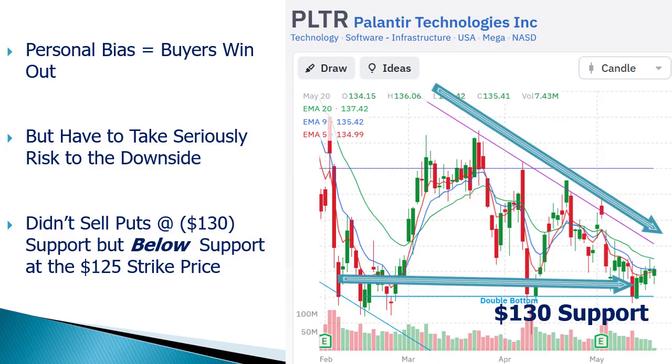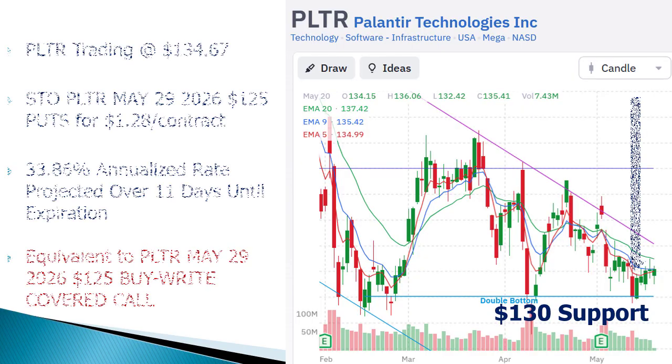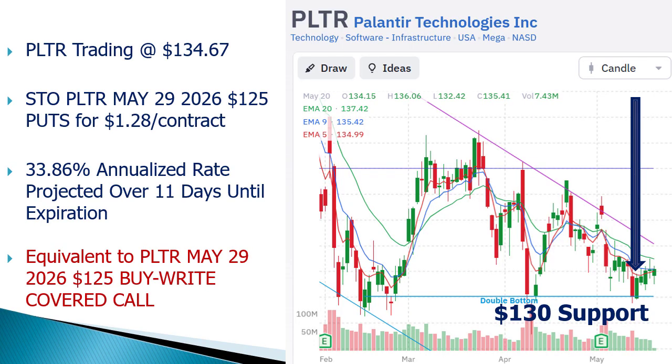What I do have is a chart giving me a very obvious warning sign that the odds are going up of a big move in the stock in one direction or the other. So we didn't sell our puts at support at the 130 strike price. We sold them below support at the $125 strike. And here are the numbers and the details. With PLTR trading at $134.67 on Monday, May 18th, 2026, we sold May 29th, 2026 $125 puts for $1.28 a contract.